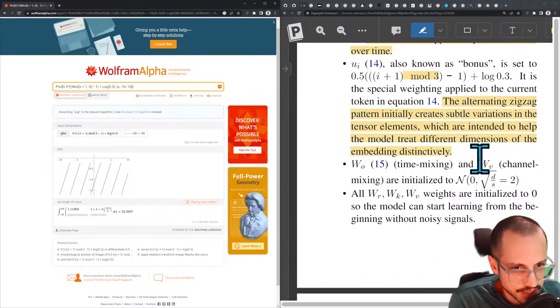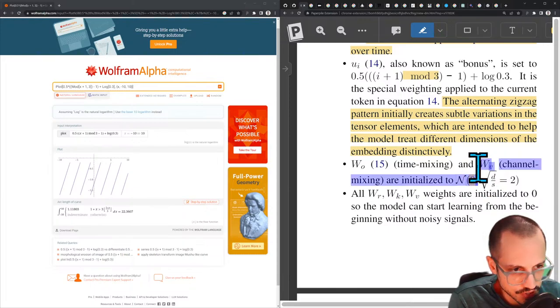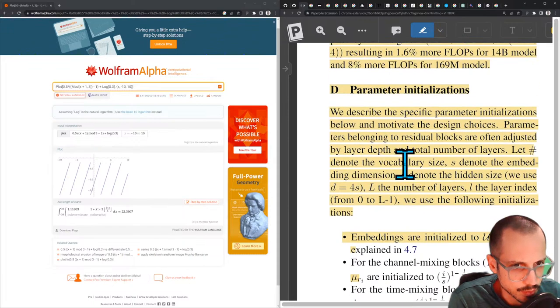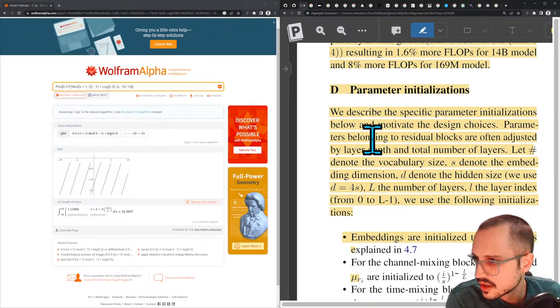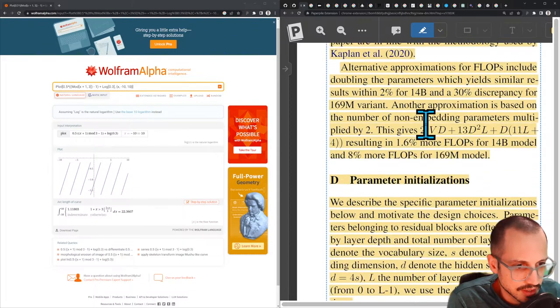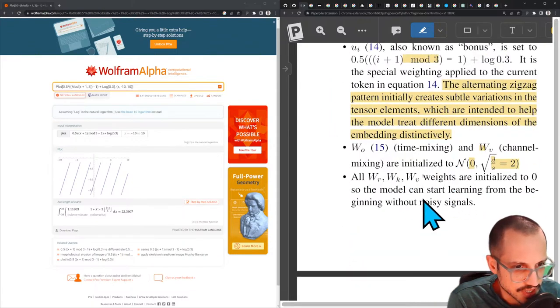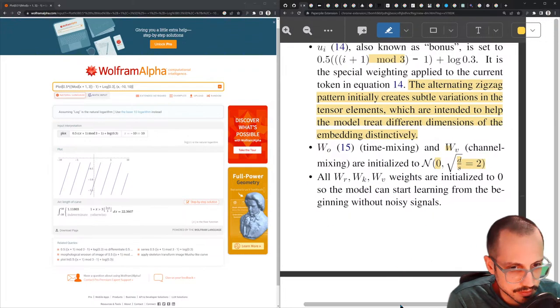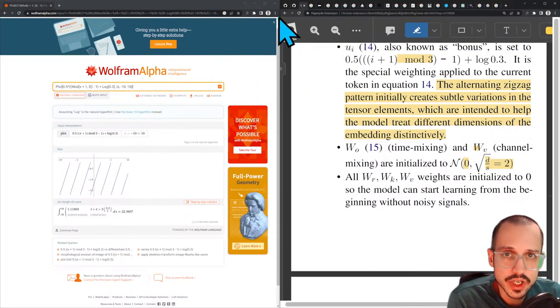W0, which is the time mixing, and then WV, which is the channel mixing, are initialized with a Gaussian distribution centered on 0 and with a variance of the square root of d over s. This is also really weird. All these initializations are really obscure. Yeah, I agree with you, Kalina, that these are very heavily engineered and not intuitive. This is very intense. And then RK and V are all initialized to 0. Dude, what? That is hardcore.